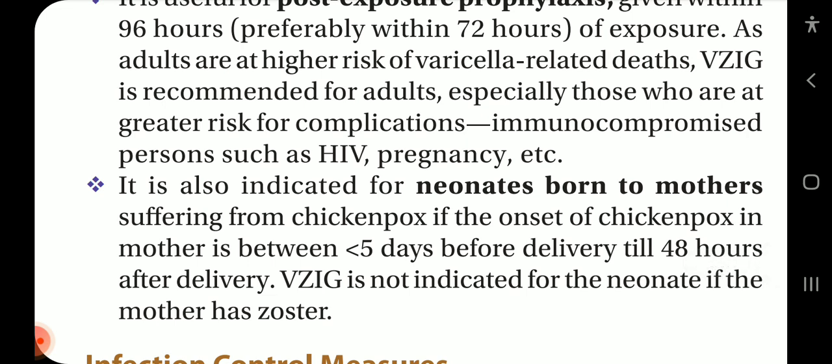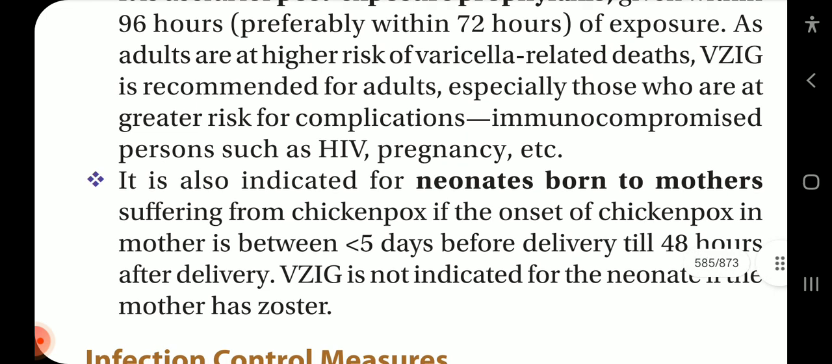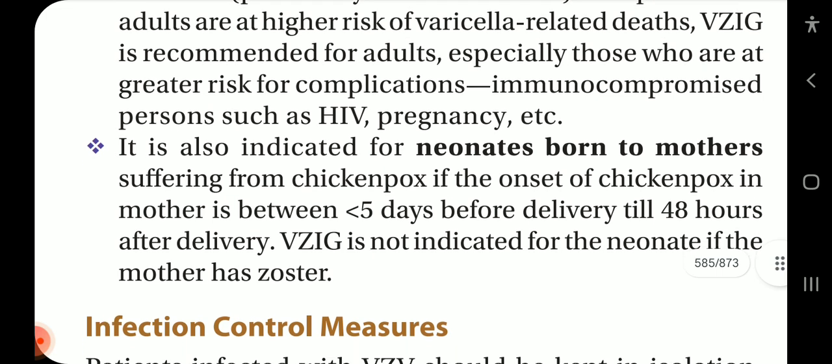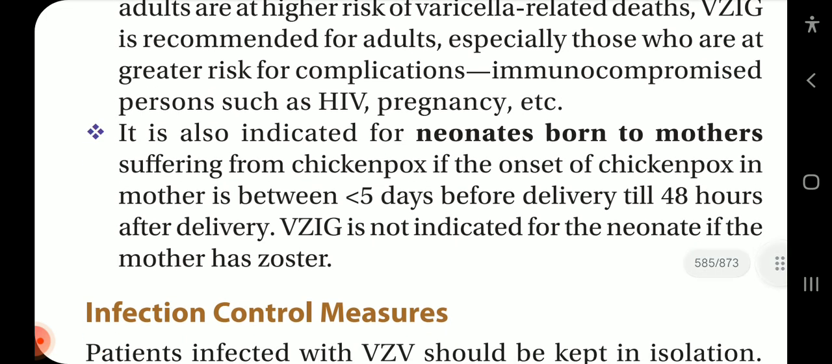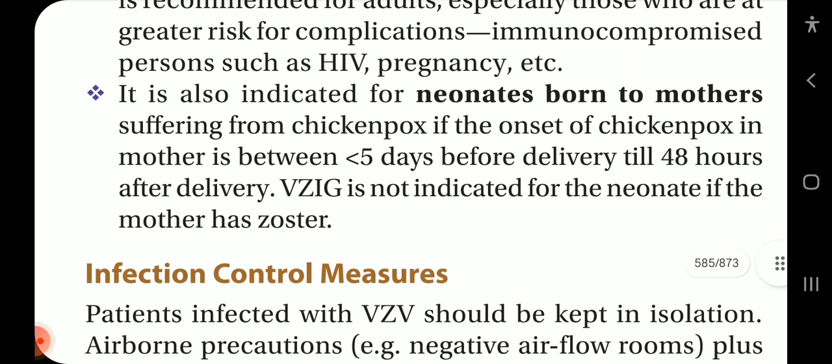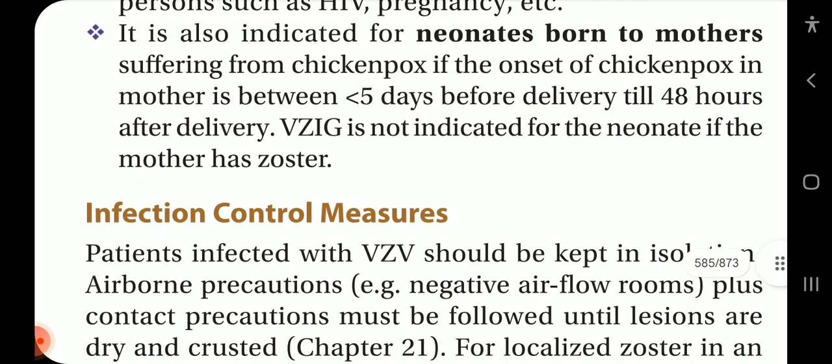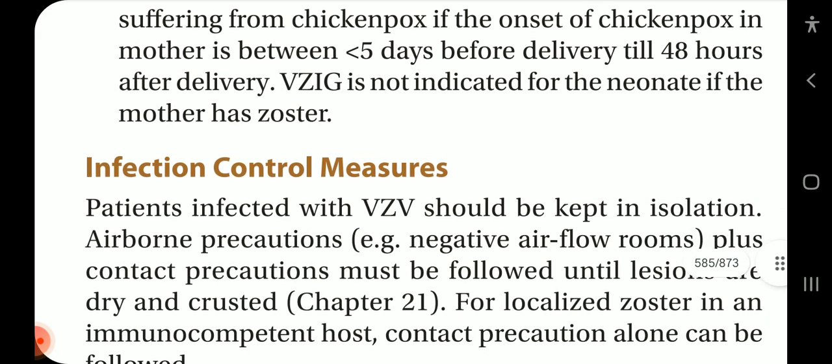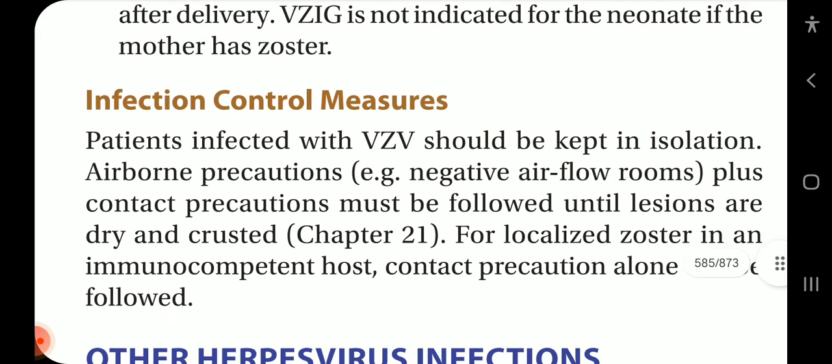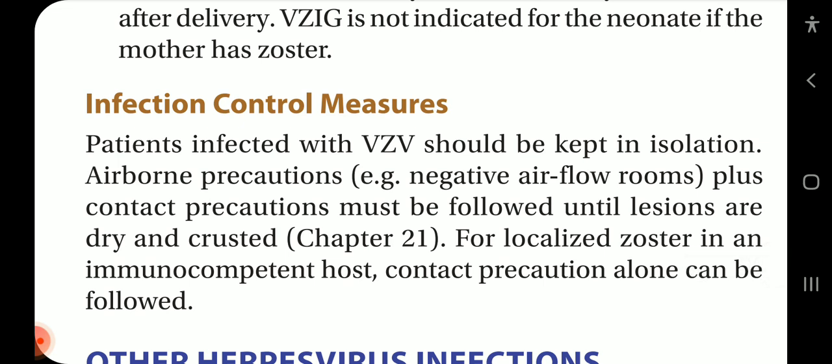As adults are at high risk of varicella-related deaths, VZIG is recommended for adults, especially those who are at greater risk of complications, immunocompromised persons such as HIV, pregnancy, etc. It is also indicated for neonates born to mothers suffering from chickenpox if the onset of chickenpox in the mother is between less than 5 days before delivery till 48 hours after delivery. VZIG is not indicated for the neonate if the mother has zoster.